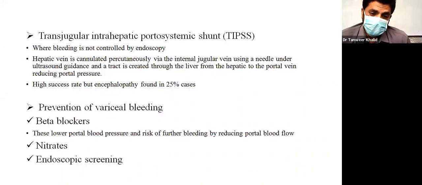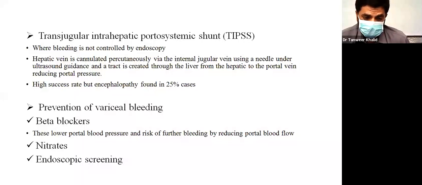Once you are done with the acute management, you control the bleeding and stabilize the patient, and the patient is ready to go home. Then you give something for the prevention of variceal bleeding in future episodes. Beta blockers are the mainstay. These lower the portal pressure and the risk of further bleeding by reducing portal blood flow. Nitrates are another option. Endoscopic screening is another option.